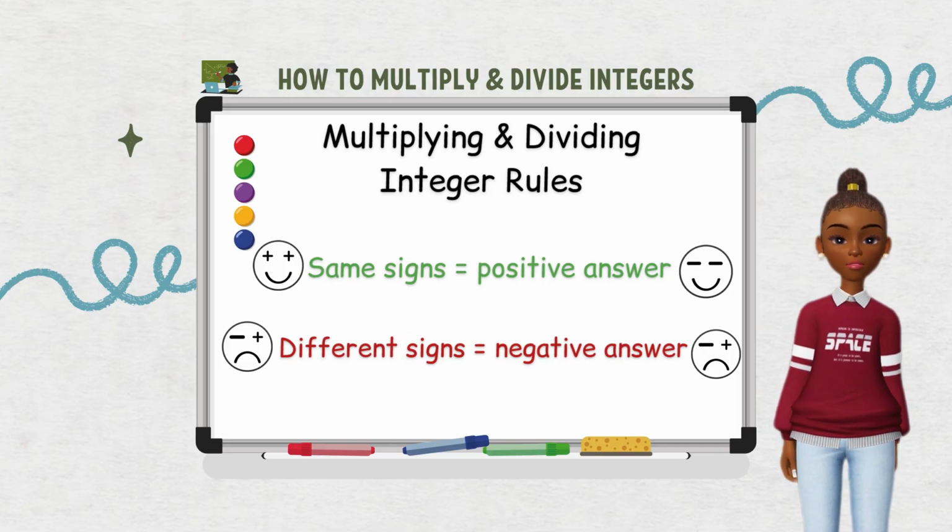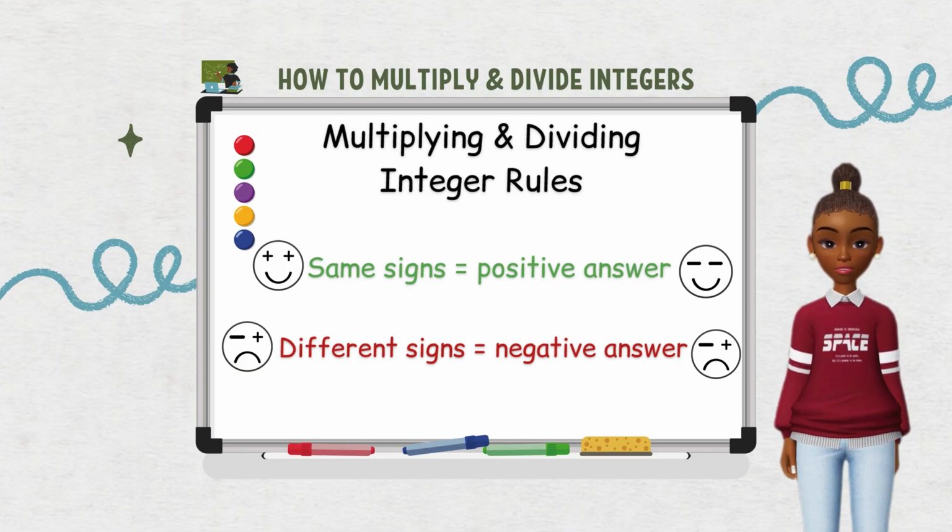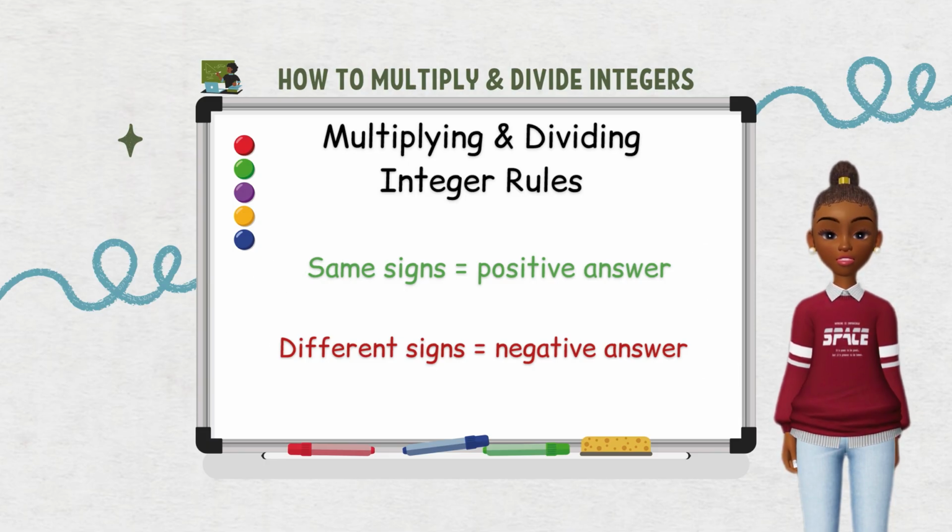If you already feel good about multiplying and dividing integers, you can use the timestamps below and skip ahead. If not, stay with me. We're about to look at some examples. Let's start with example 1.